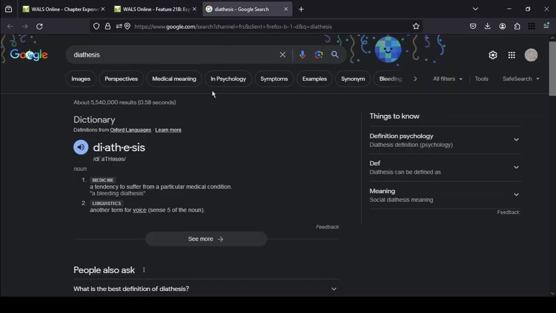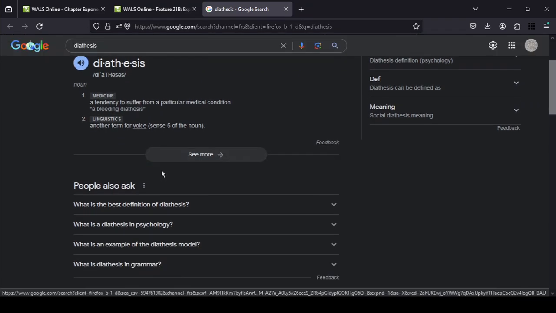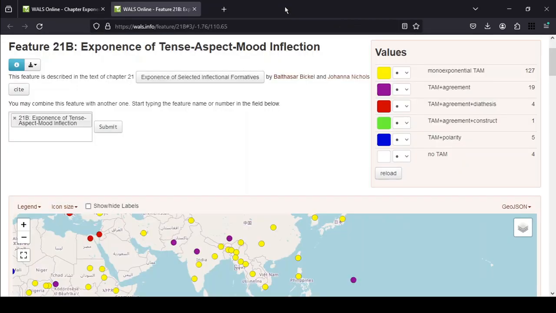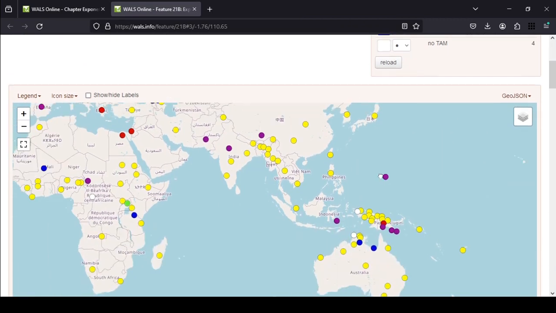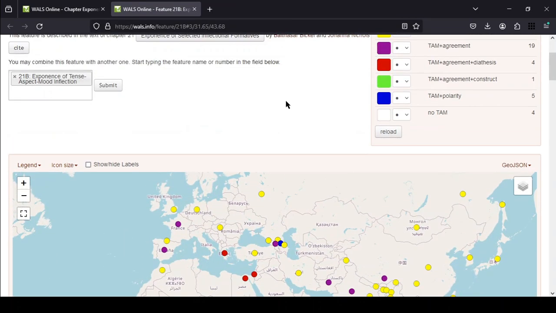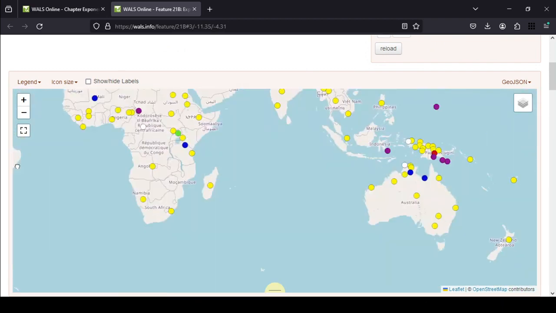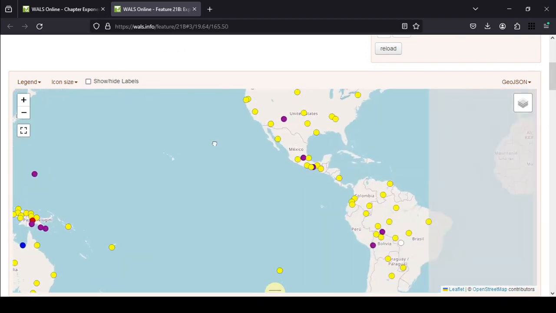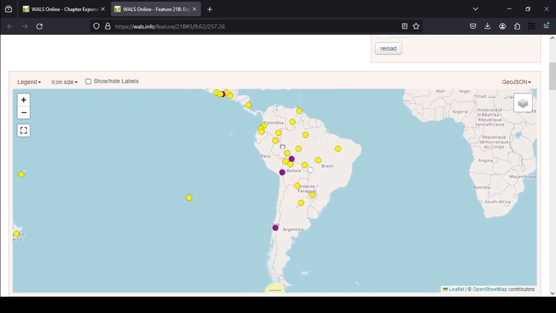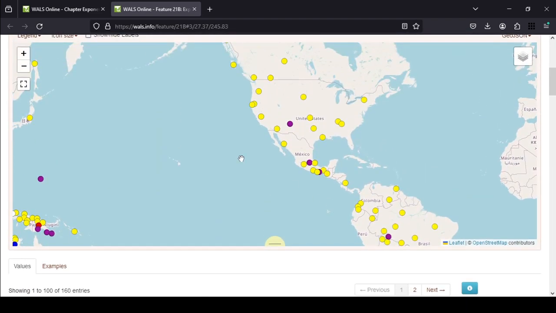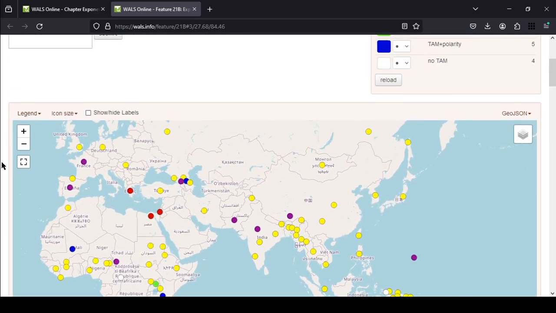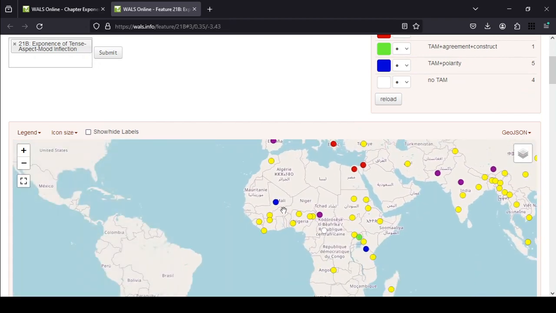Diathesis. Another term for voice. Okay, so like passive voice, okay. That makes sense. Polarity. There we go. So, diathesis, and we can see we have these in Greek and in the Middle East, and one in Papua New Guinea, and none in the Americas. That's interesting. And then TAM plus polarity.